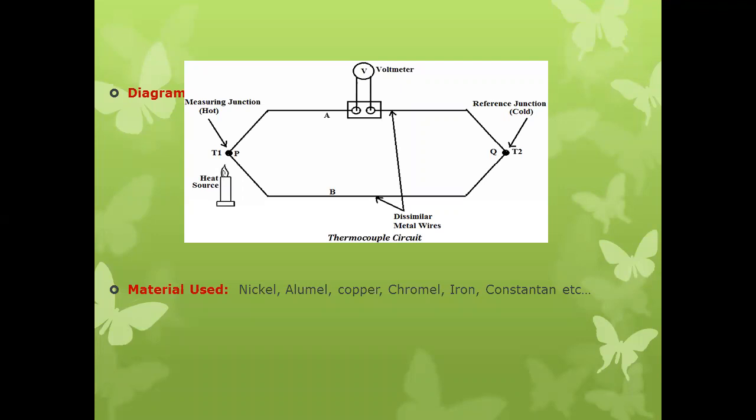According to the Seebeck effect, there is a development of EMF, which is measured with the help of a voltmeter connected to either this conductor or this conductor, in order to measure the generated EMF. Generally, to manufacture the junctions, the materials used are nickel, aluminum, copper, chromel, iron, constantan, etc. I think in the last class we discussed up to this point.